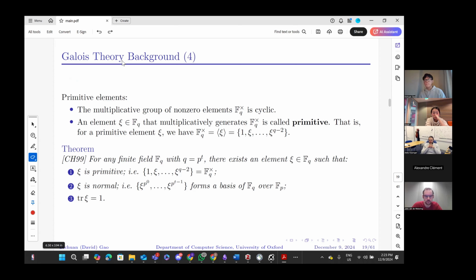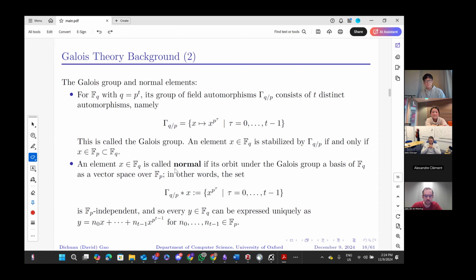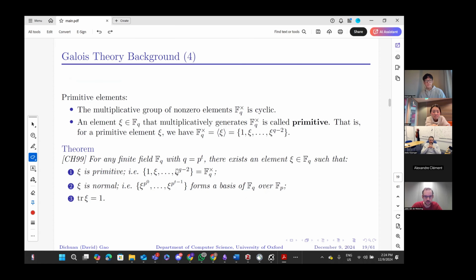Dichuan, this property with normal, is this essentially a permutation? No, what you had on this slide, you don't have to switch. Oh yeah. Slide. Is that essentially a permutation of the set above it? Like, does p to the power of 0, p to the power of 1, p to the power of 2 sort of give you the elements that you see above in the primitive definition?